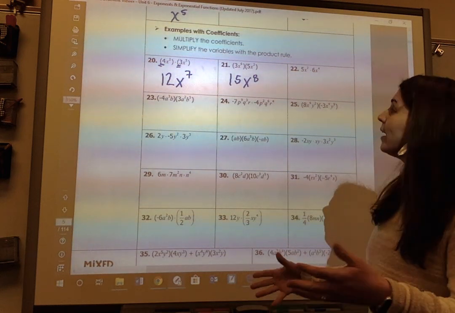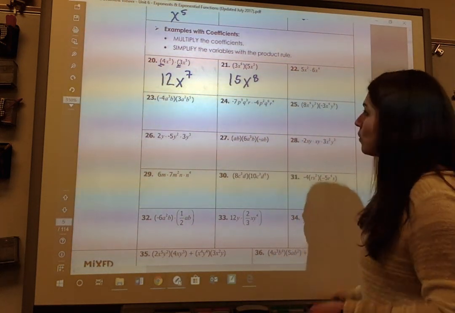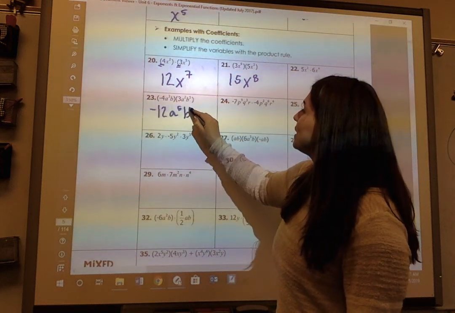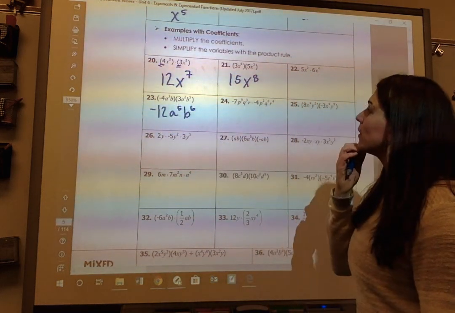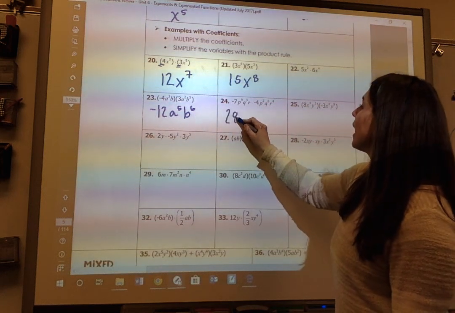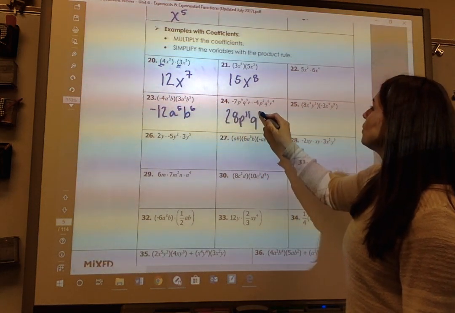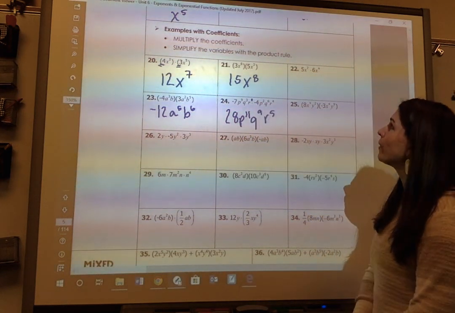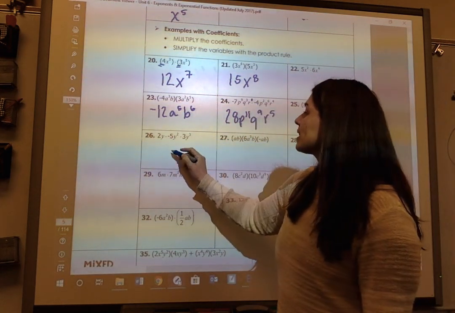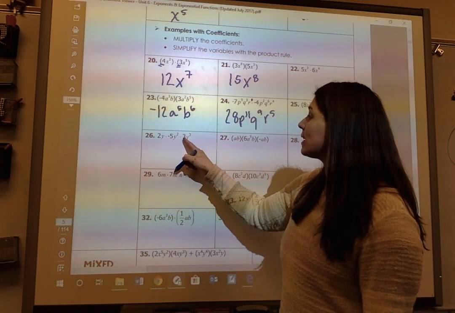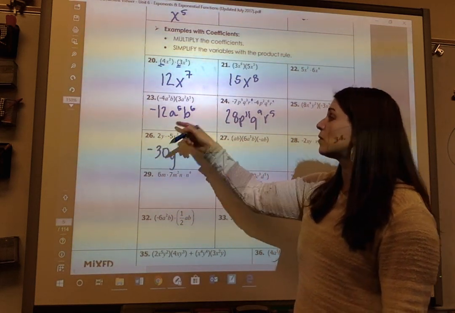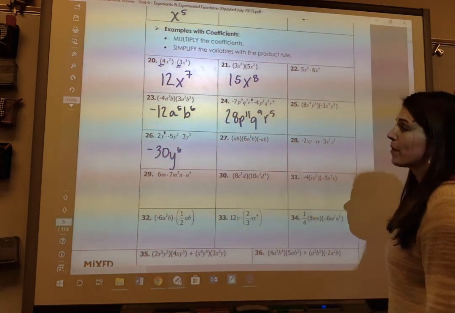So if you want to go ahead and you can check back with your answers, I multiply, I get negative 12, a to the 5th, b to the 6th. That's an understood 1 right there. 24, I get 28, p to the 11th, q to the 9th, r to the 5th. Remember, that's an understood 1 right there. Number 26, I get 2 times 3 is 6. 6 times negative 5 is negative 30. Y to the 6th power, because y to the 1st is right there.